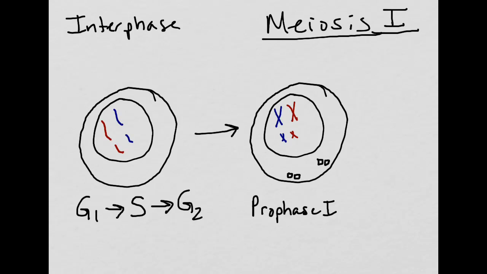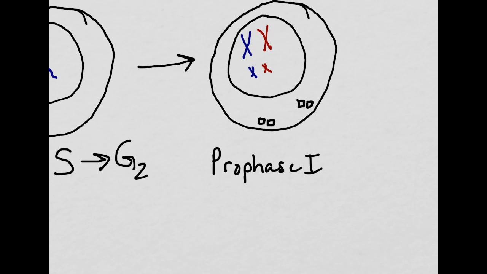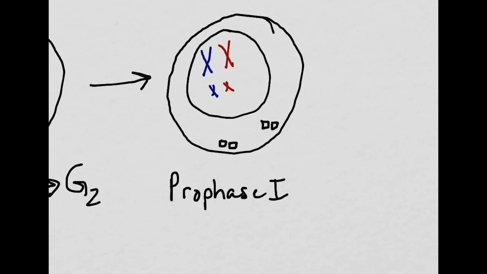Okay, so in prophase 1 you can see that I've already done some things here. I've drawn it such that it's already really in prophase 1, beginning of prophase 1. So here's what happens. Let's move this up a little bit and make them just a little hair bigger. Okay, so in prophase 1, initially the nucleus is going to begin to break down.